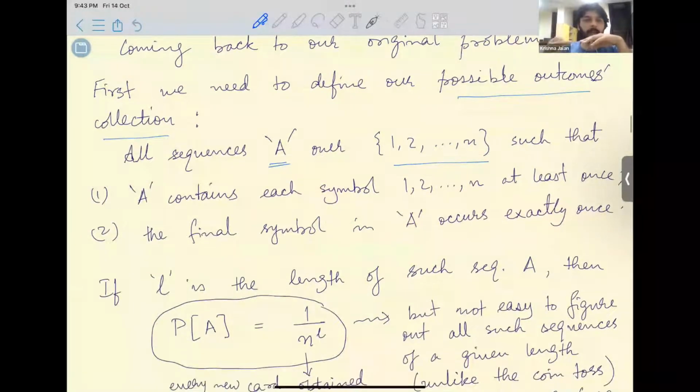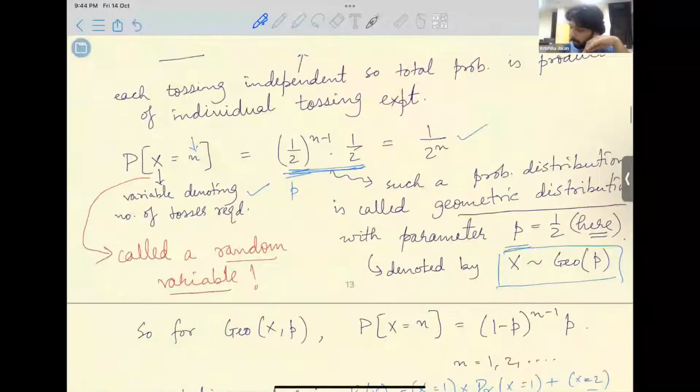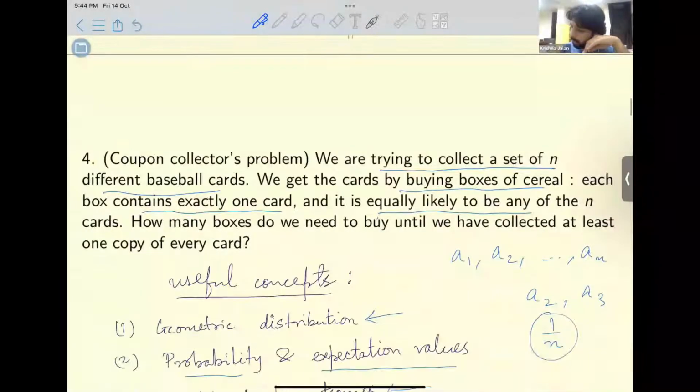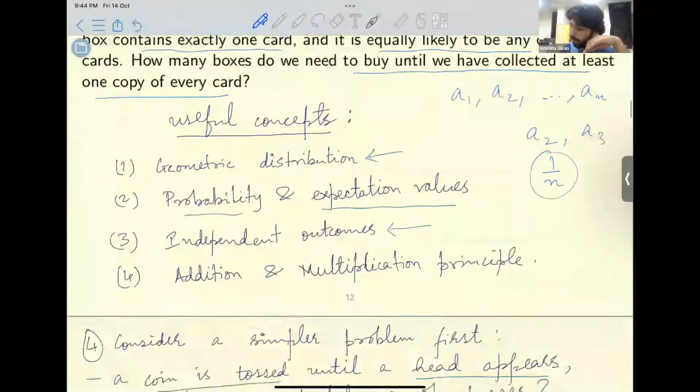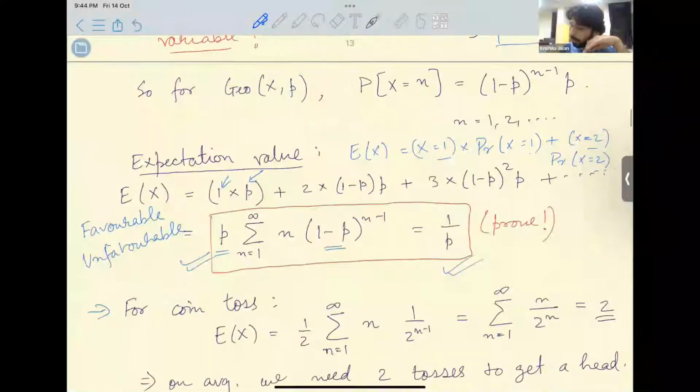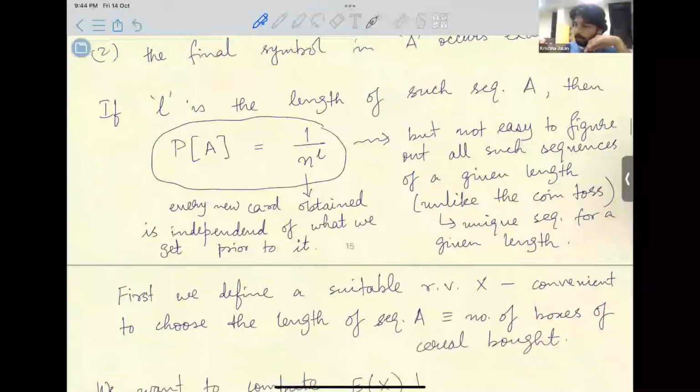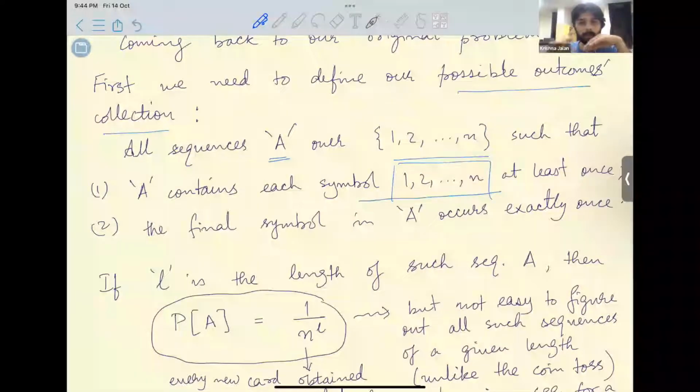But this sequence is not an arbitrary sequence. It has to satisfy certain criteria. One such criterion is that each of the symbols 1 to n occurs at least once. Why do we need this? If you remember, we want to collect until we have collected at least one copy of every card. So I require my sequence to have all of 1 up to n at least once. That's a basic requirement.